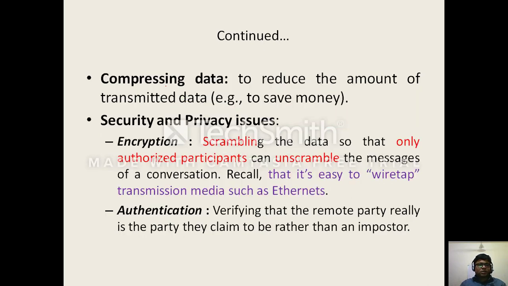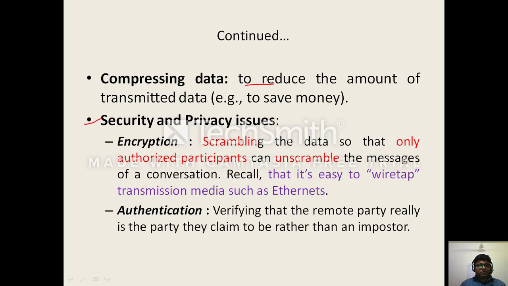Second issue is compressing data. Compressing data is concerned with the reduction of the amount of transmitted data. For example, to save money, if we transmit over the network less amount of data, obviously performance of the system or network will be better, and that will cost less.